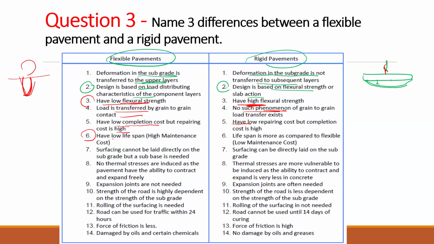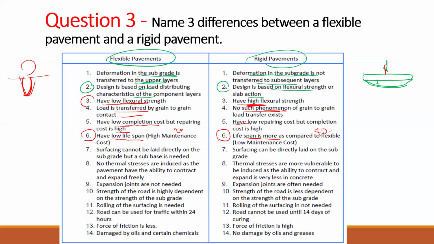Flexible pavements have low lifespan and rigid pavements have longer lifespan. So maybe 20 years here, maybe 40 years here. That's why we are making highways, the motorways, with concrete. We can't do maintenance frequently, and it should last for a long time. Even though the construction cost is high, it's worth it.